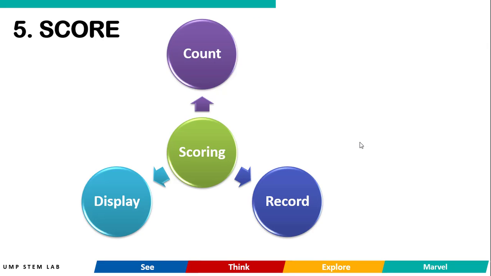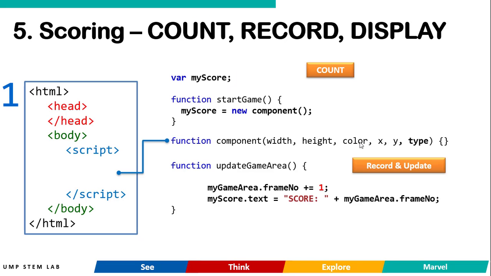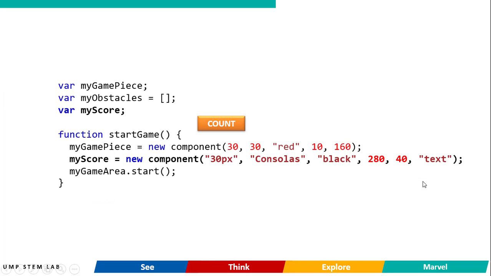Next is the scoring system. The scoring system consists of these steps: counting, recording, and display. There are many ways to keep the score in a game. We will show you how to write a score onto the canvas. First, make a score component and declare it as a variable. Here, the counting process. Here, the record and the update process. While here, the counting and the update process.